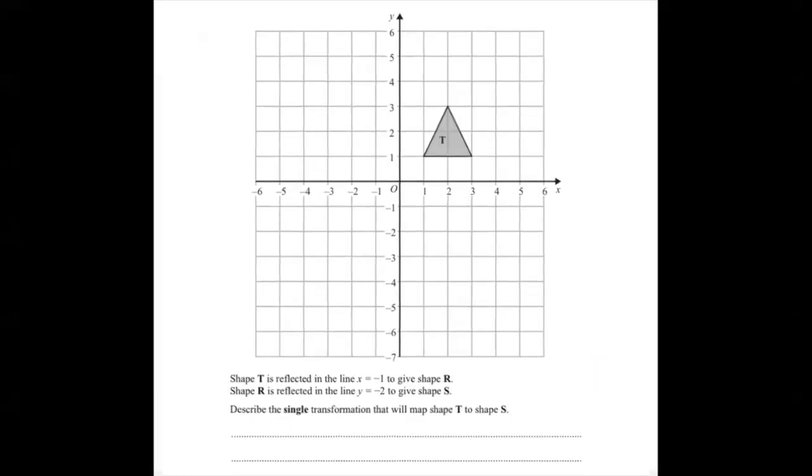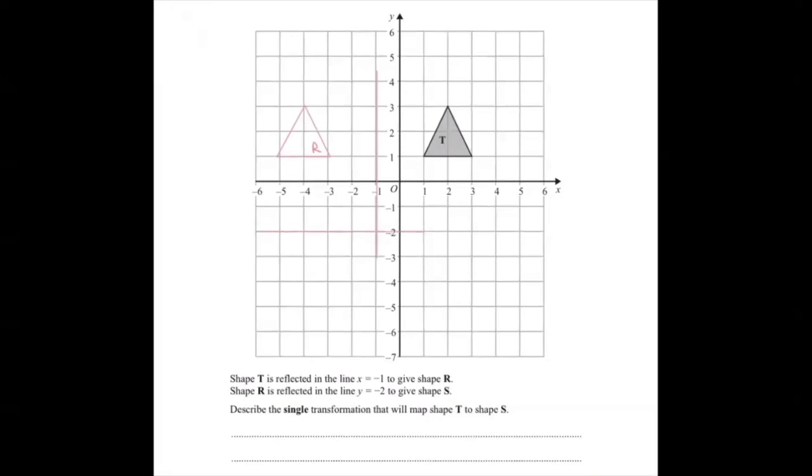Okay, so we have a shape that's being reflected in 2 lines, and then you're being asked to describe the single transformation. You need to physically do those reflections so that you can look at what you've got. So we're going to go to the x-axis, go to -1 and draw a line through it. And then we're going to reflect our triangle in that line, x equals -1. And then we're going to repeat the process with the y equals -2. So y-axis, go to -2, draw in your line, and then reflect your shape.